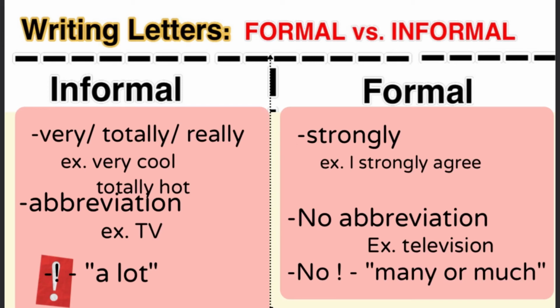And the phrase "a lot" is informal. You can use "many" or "much." For example, in informal, I have a lot of friends, I have a lot of money. But in the formal way, you should say I have many friends, I have much money. So those are the differences between formal versus informal.